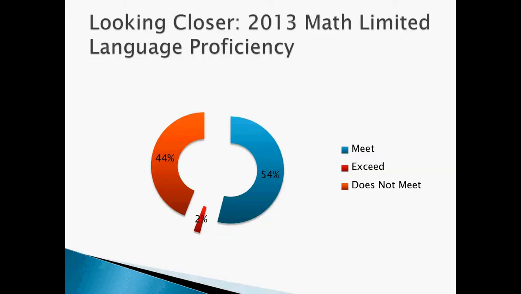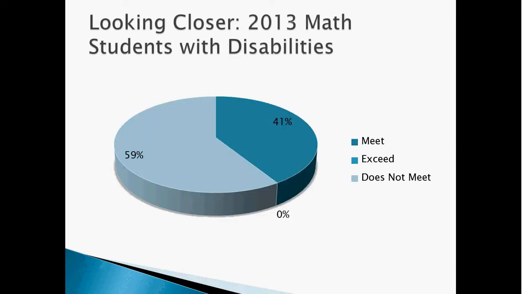And if you look at kids with limited language proficiency, you notice we have 54% meet and 44% not meet, which is actually higher than our overall average, our overall percentage. So that's nice. But one thing I want to point out is that we only had 2% exceeds, which to me is kind of scary that such a small percentage of kids in that subgroup exceeded the EOCT, which is even scarier when you look at the next slide, which is students with disabilities.